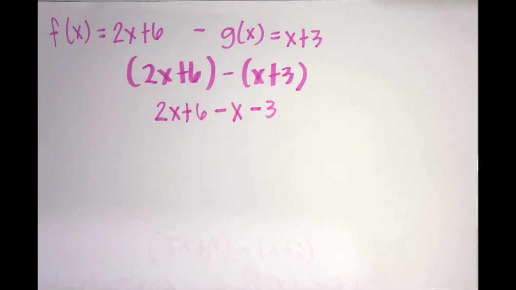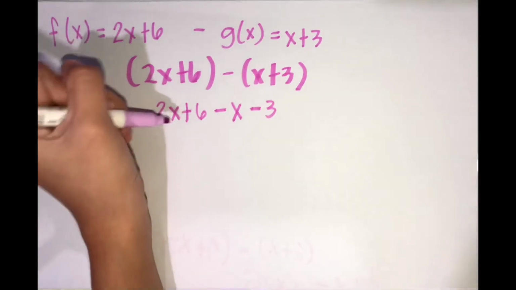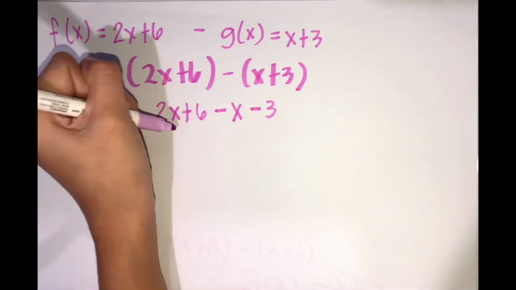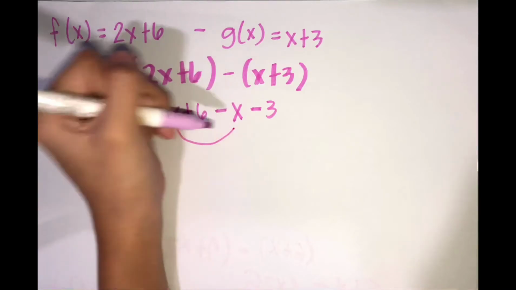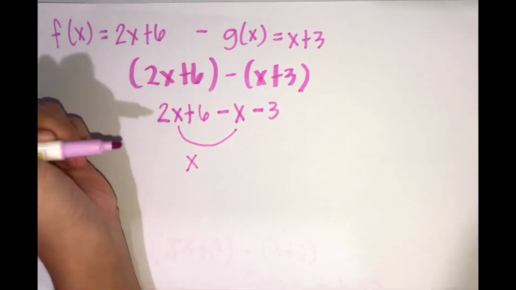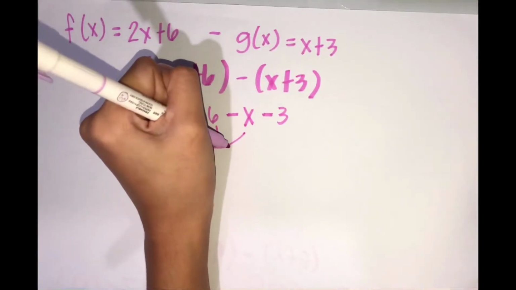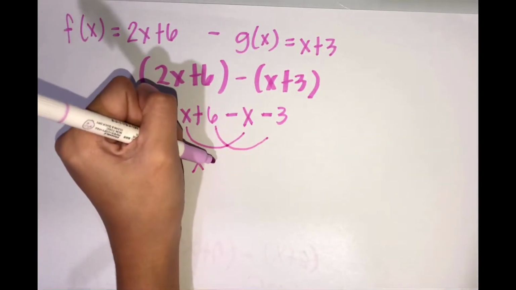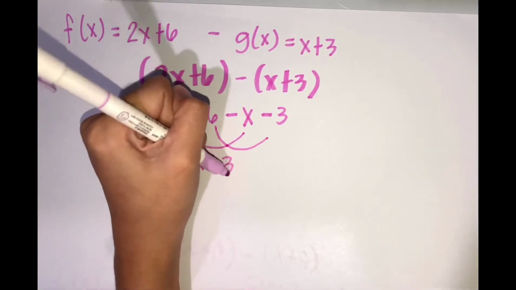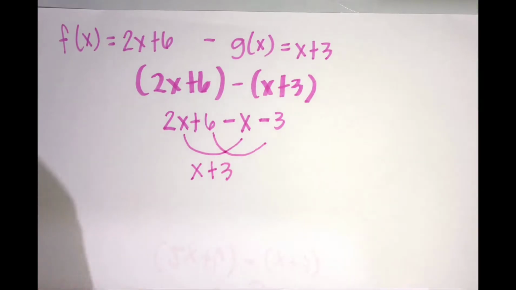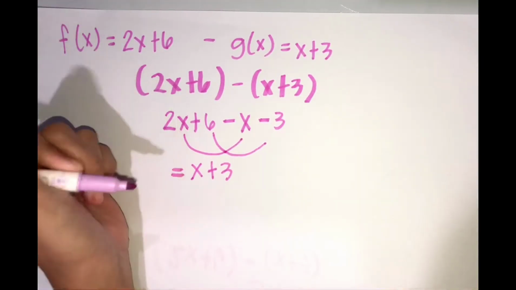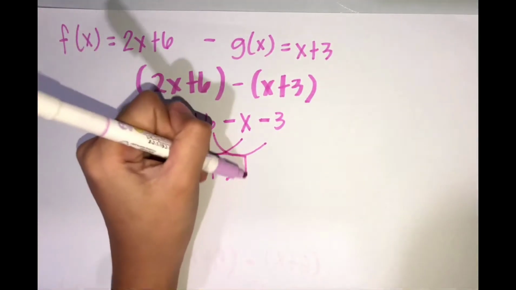Then, let's combine like terms. 2x minus x is equals to x. 6 minus 3 is equals to 3. So our answer is simply x plus 3.